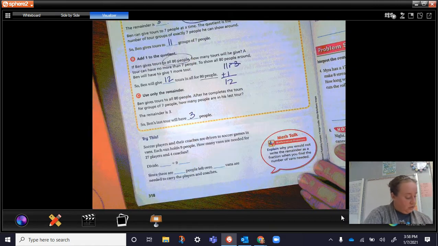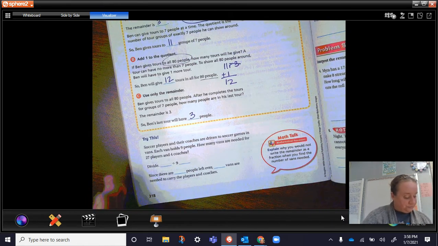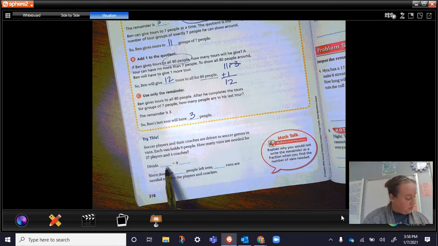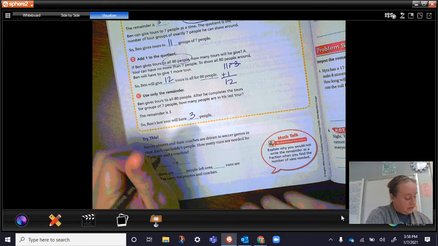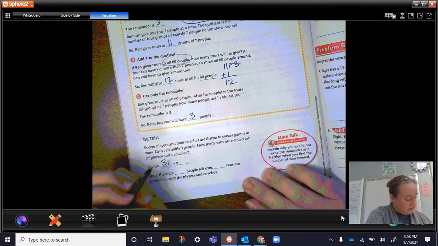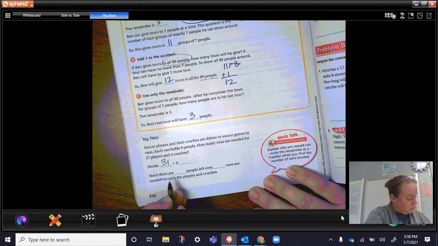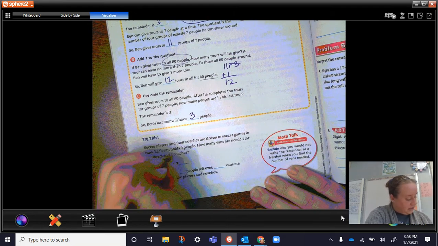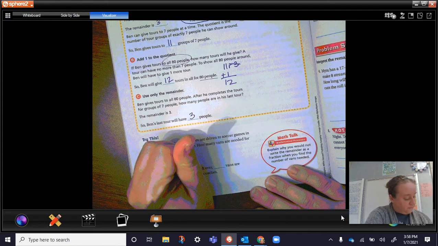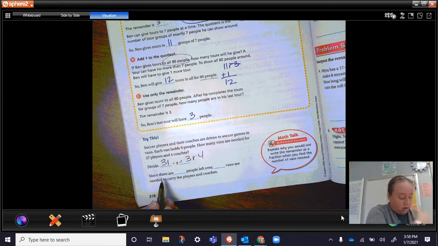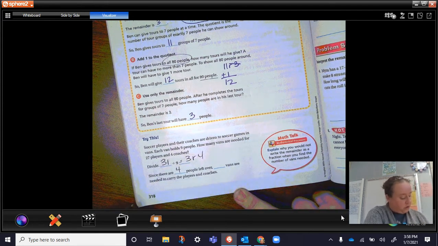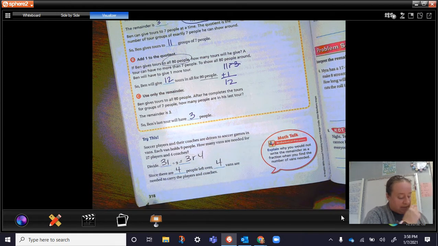Okay. So here, we did 31 divided by 9, which equals 3 remainder 4. Since there are 4 people left over, 4 vans are needed to carry the players and the coaches.